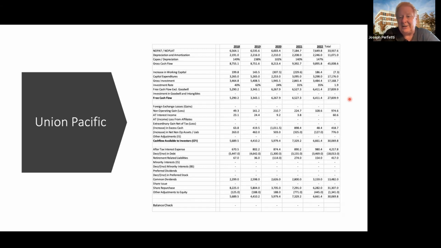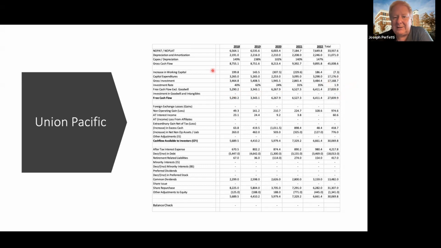So the first thing is, how do they generate 27.8 billion of free cash flow? At a very high level, they generated $45 billion of gross cash flow. They invested into their core business $17.2 billion, which led to, that's a typo there, probably an average reinvestment rate of around 35-40%. If it's 17 divided by 45, call it 40%. That's a typo there. Leaving them $27.8 billion of free cash flow after goodwill. And again, no investments in goodwill and intangibles, so no acquisitions by the railroad.